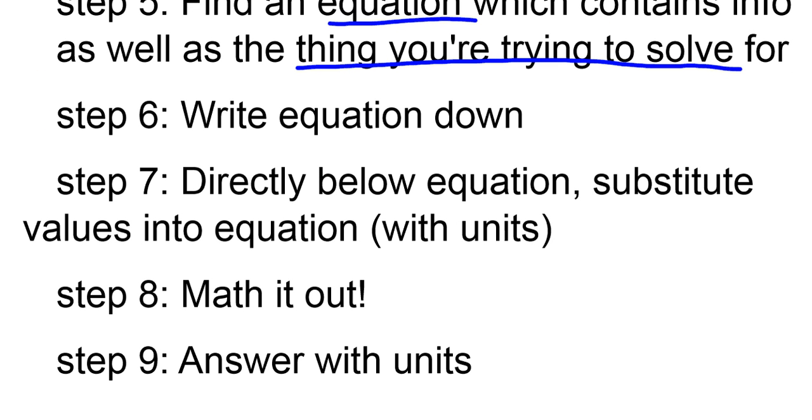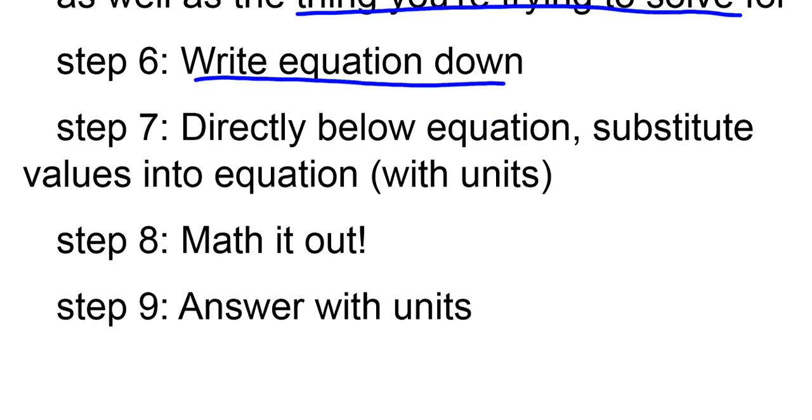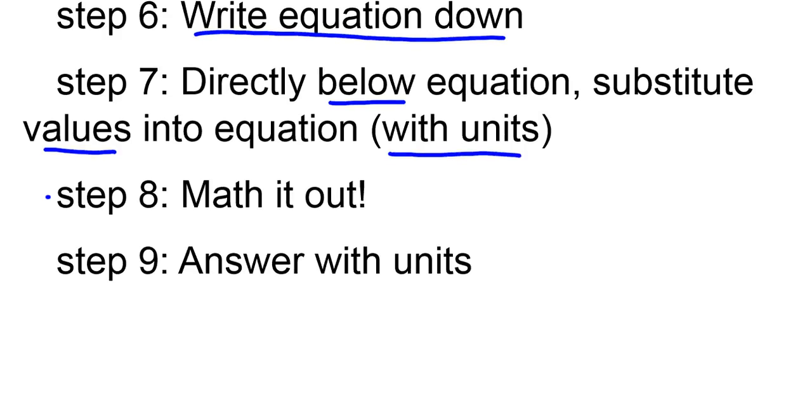Next, step 6, right next to your table, write the equation down. Always write the equation down, just copy it directly from the reference table. Step 7, directly below the equation, you're going to substitute all the values that you put in with units, right underneath it so that you can check. Step 8, perform the math to solve for the variable, and then step 9, always have an answer given with units. So let's go ahead and apply this with an example problem.